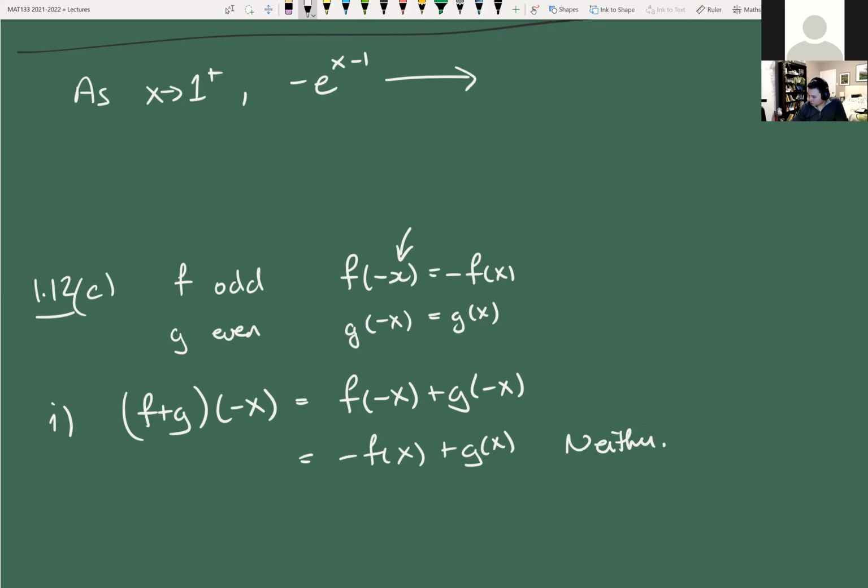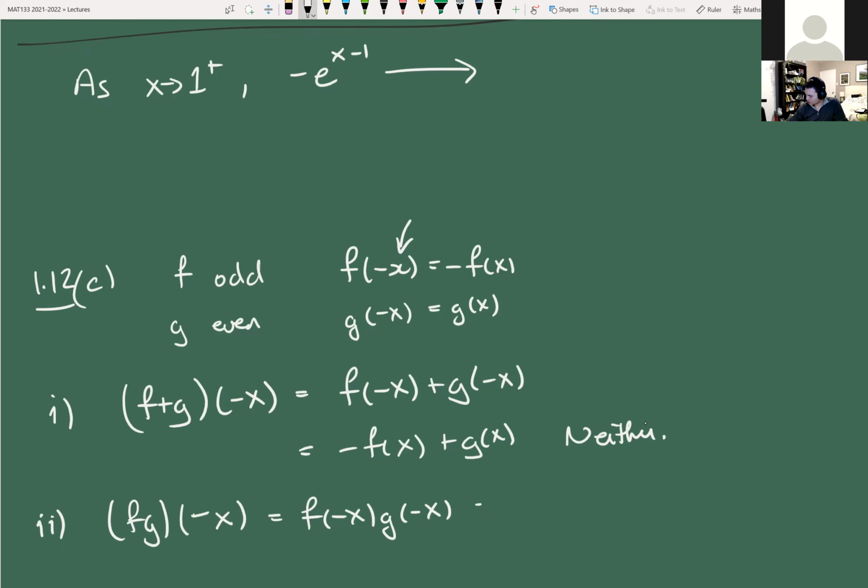For f times g, we can do something similar. f of negative x times g of negative x. And again, let's use it. So f is odd, so the minus sign will come out. G is even, so there isn't another minus sign. Yeah, so that is negative f times g. So this is an odd function, right?